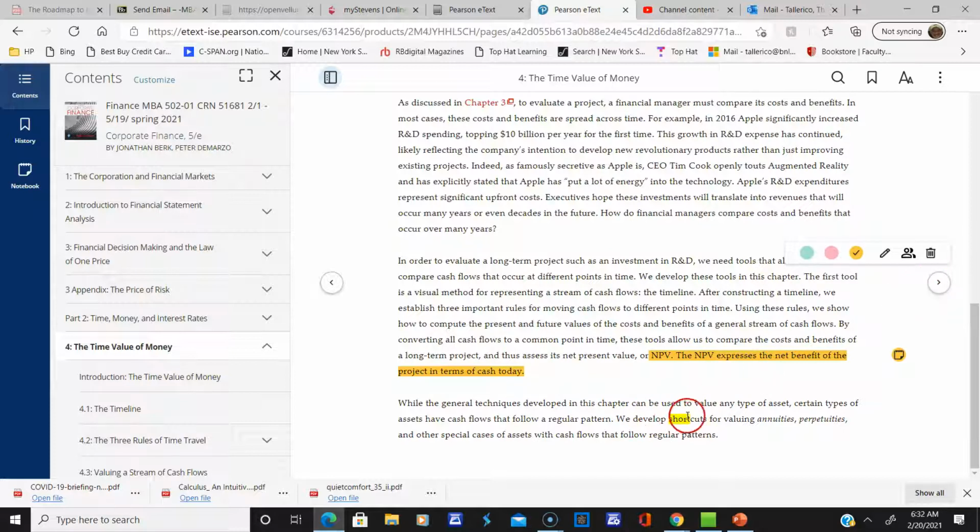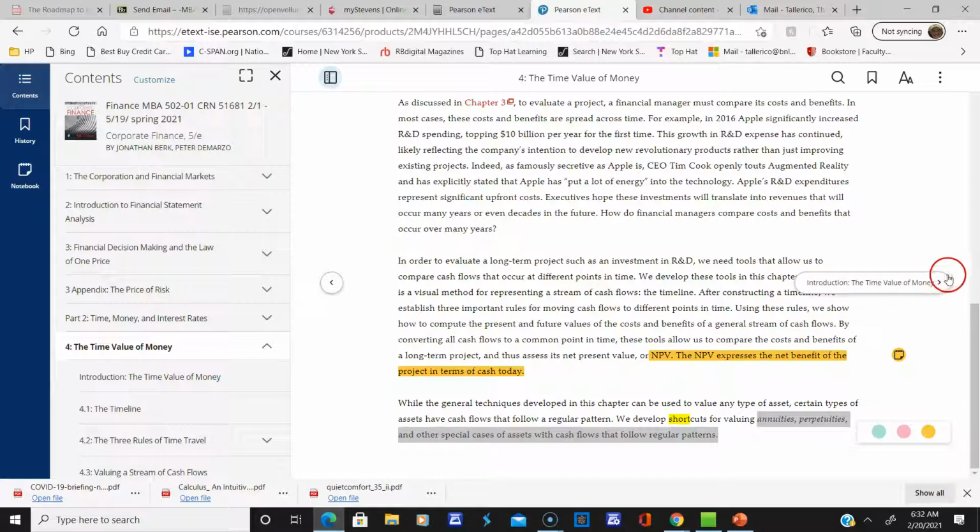All right, and we're going to look at shortcuts. We're going to talk about annuities. These are important terms. Perpetuities and other special cases, okay? So we're going to look at all these concepts with regards to the time value of money and the streaming of cash flows. And it's important you read this chapter very carefully, okay?